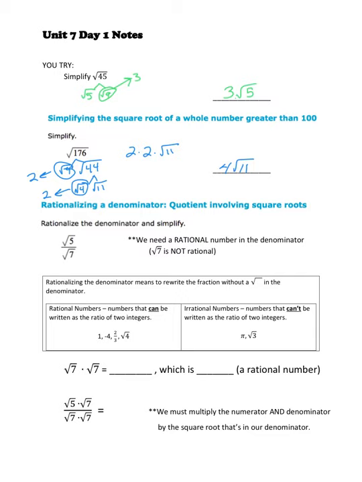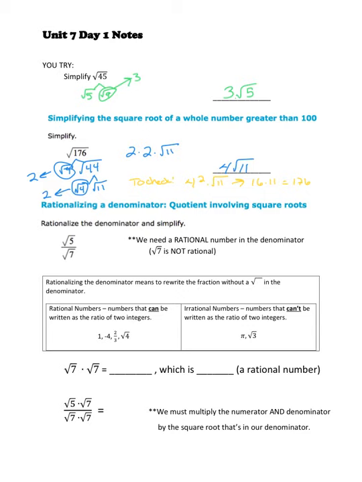And you know how to check that? To check that, and I'll put that in a different color. To check, you take your outside number, square it, and then multiply it by what's under the square root. 16 times 11 equals 176. There's your check.